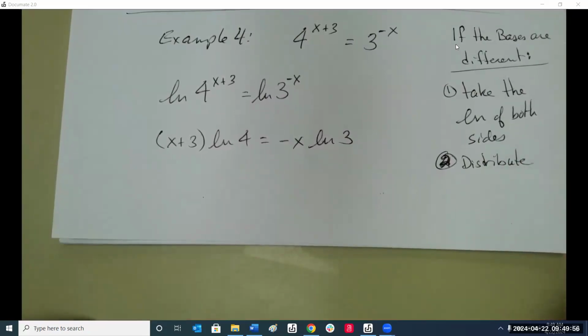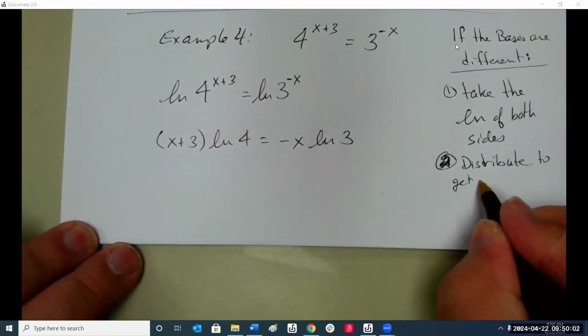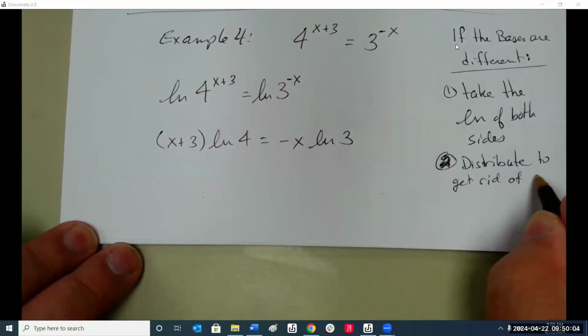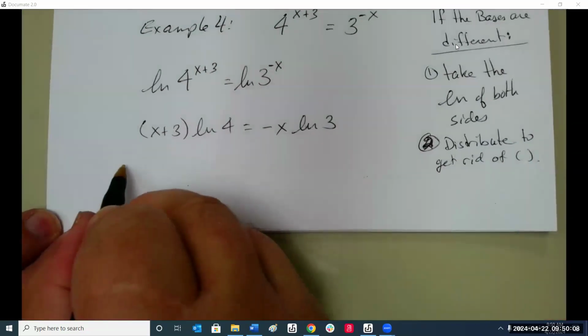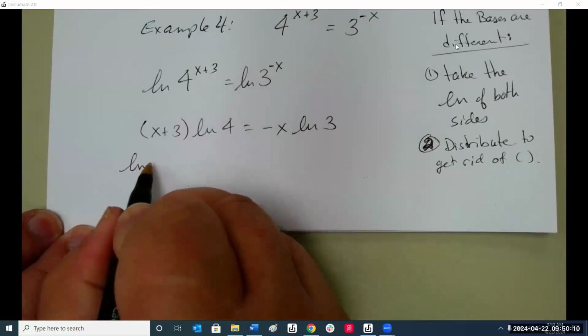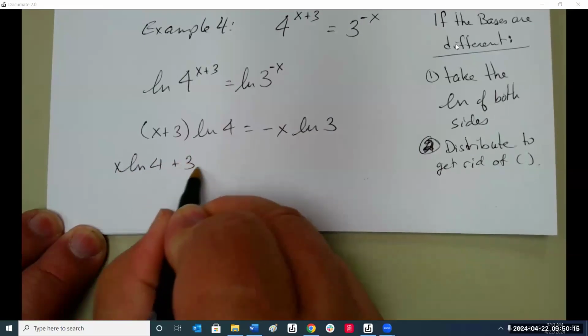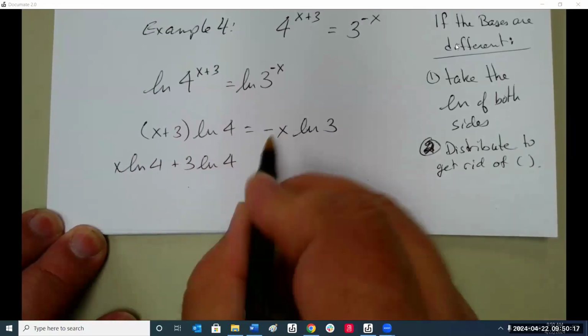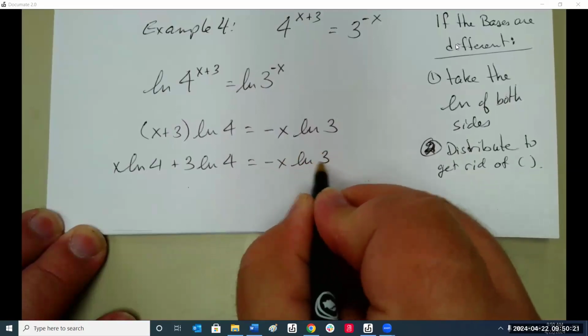So the next step is distribute. Get rid of the parentheses. Distribute to get rid of the parentheses. So we have x times ln 4 plus 3 times ln 4 equals negative x ln 3.